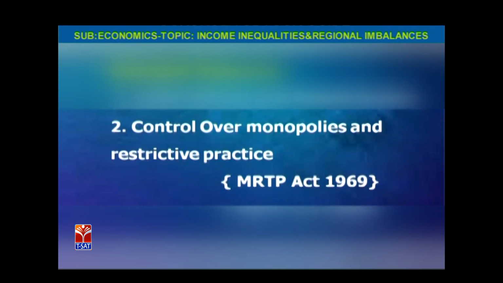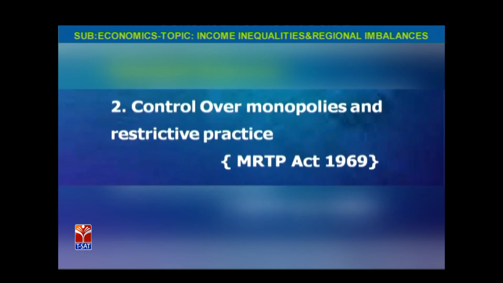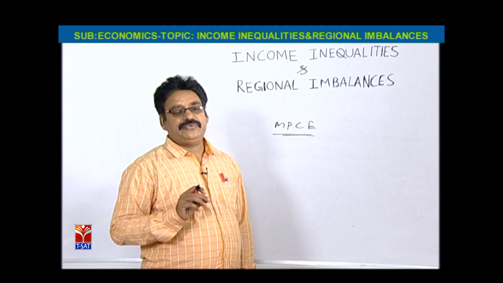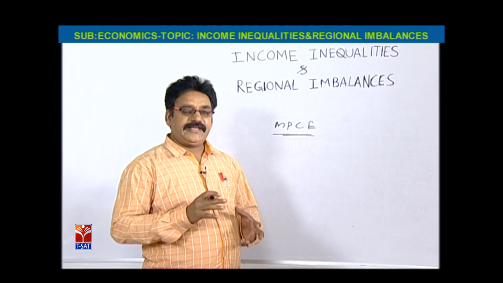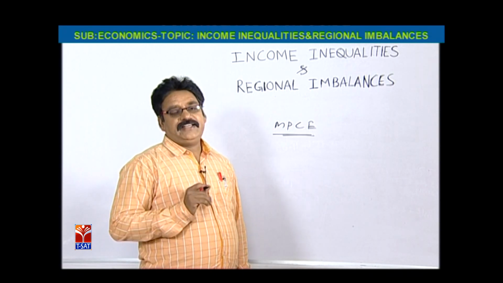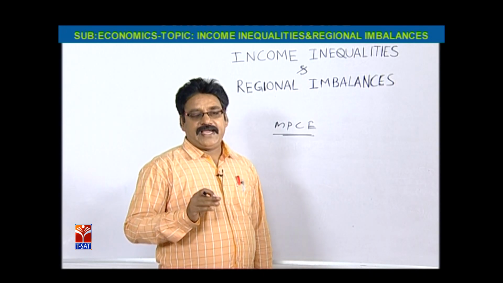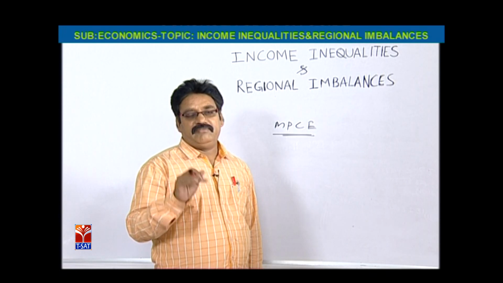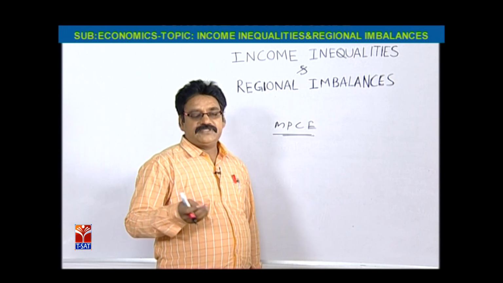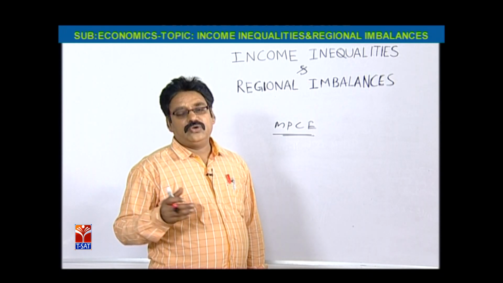One more step the government has taken is control over monopolies and restrictive trade practices. According to the MRTP Act, enacted in 1969, MRTP meaning Monopolies and Restrictive Trade Practices Act, those who are increasing their income levels should take prior permission to expand their units. This type of act was enacted to control the income levels of rich persons. Whatever income is collected in these tax forms, they spend to improve the rural poor people.